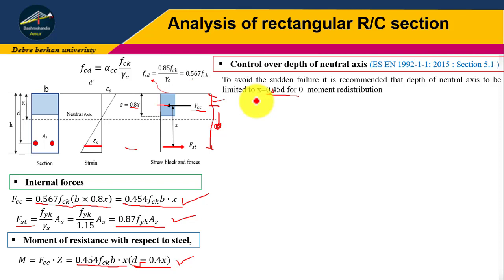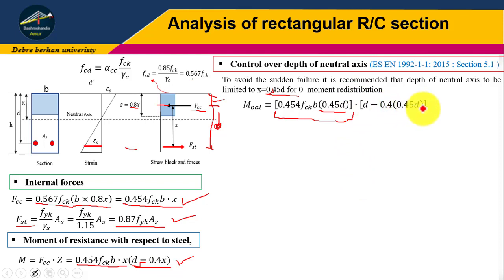This means we are ensuring that the failure will be under reinforced; the beam will be under reinforced. Well, now this M is changed to M balance. Therefore, let us substitute: M balance equals FCC times Z. FCC equals 0.454 FCK B times X, where X is 0.45 d. And Z equals d minus 0.4X, with x being 0.45 d. Now we have substituted the value of x in this moment. The moment is M balance because we have taken x equals 0.45 d.